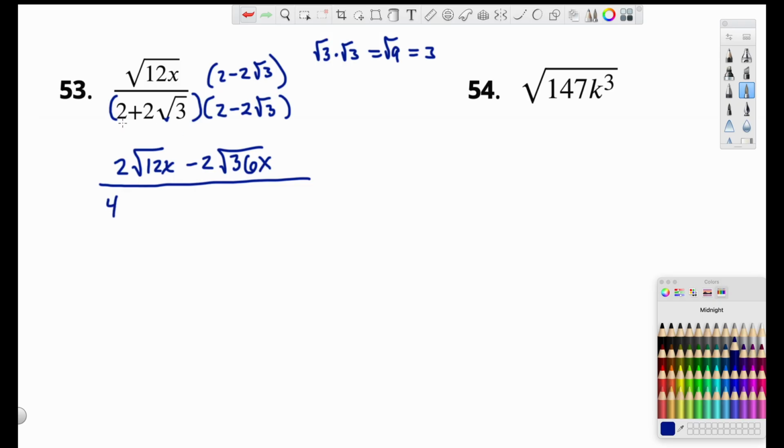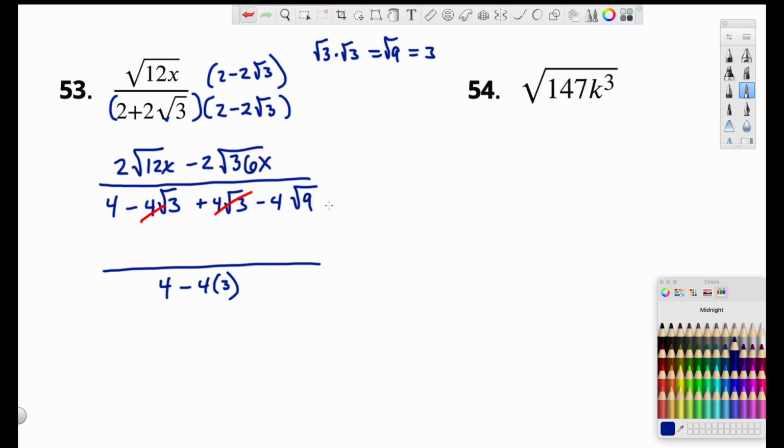Okay, first outer, 2 times negative 2 root 3 is negative 4 root 3. Now I'm going to do inner. 2 root 3 times 2 is 4 root 3. And then 2 root 3 times negative 2 root 3 is negative 4 root 9. Look what happens to the middle terms here. They cancel. And what's the square root of 9? It's 3. So in the denominator here, I get 4 minus 4 times 3, because root 9 is 3.